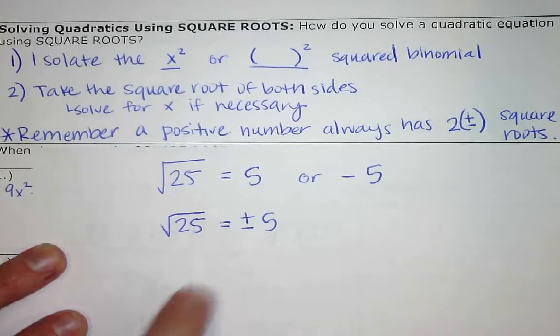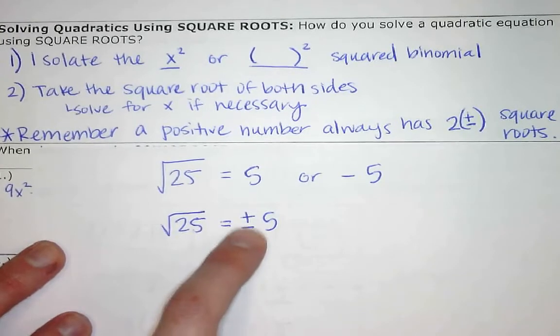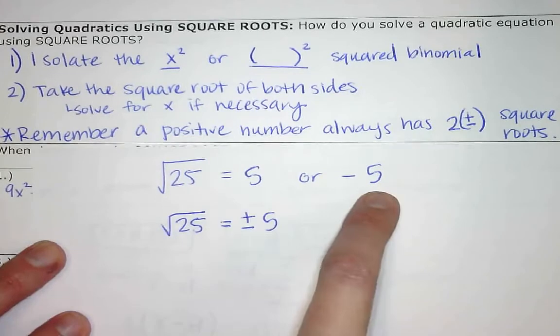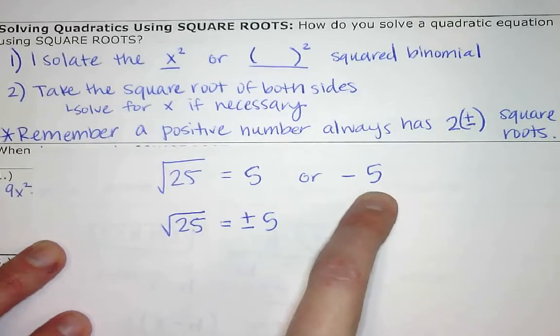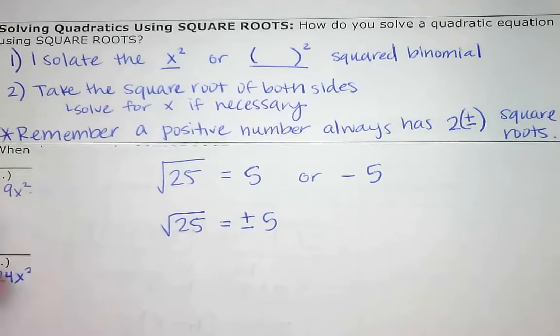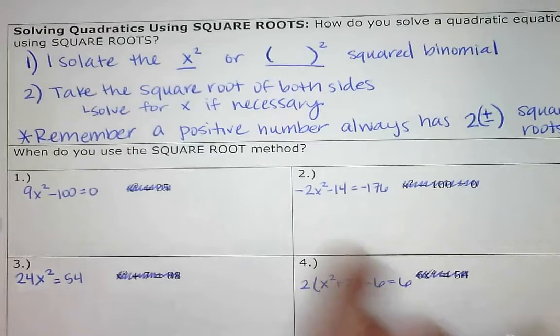All right? So we're going to use this terminology. So when I say plus or minus right here, I really mean positive 5 or negative 5. Does that make sense? That right there means two different solutions. Do y'all feel good about that? Awesome. Okay, so now we are going to actually solve using this. So when do you use the square root method?